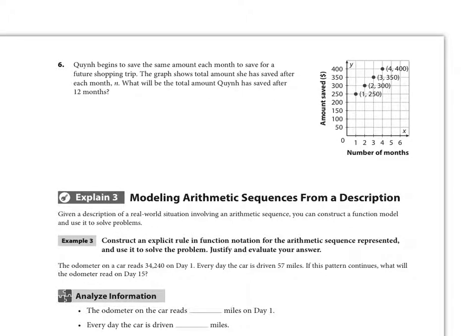Number 6. So we have Quinn. Quinn begins to save the same amount each month to save for a future shopping trip. The graph shows the total amount she has saved after each month end. What will be the total amount Quinn has saved after 12 months? So again, this is similar to the last problem. We have consecutive terms here because the x's go in order. So my terms are 250, 300, 350, and 400.